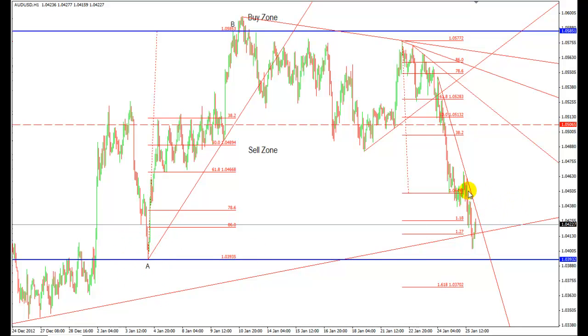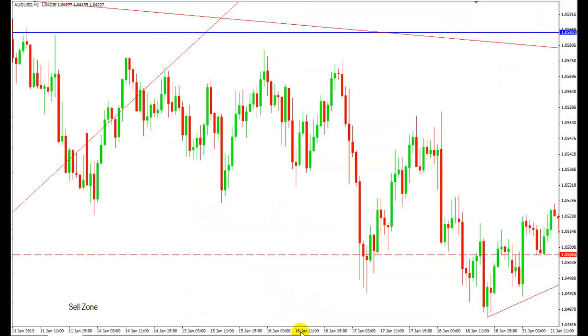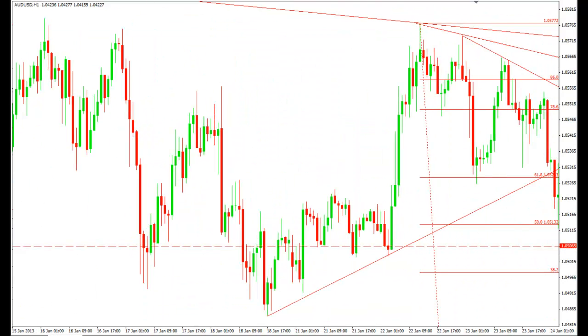If it takes out this downtrend line, we can potentially favour a long move towards this outer trend line right here. We're just going to have to wait and see what happens. Let's move on.